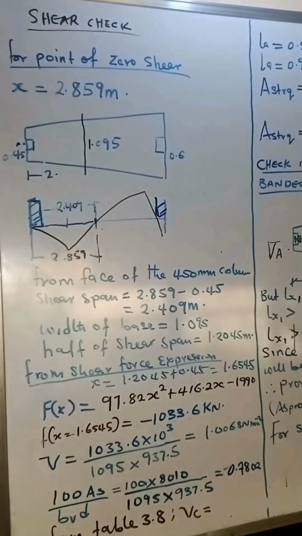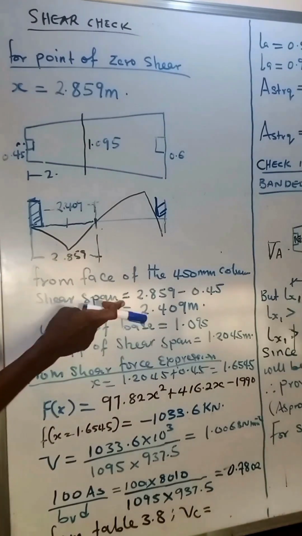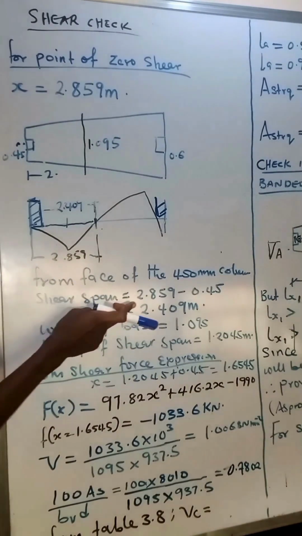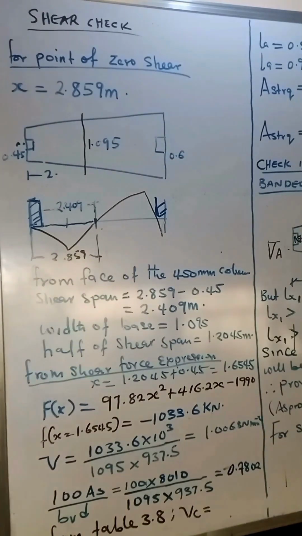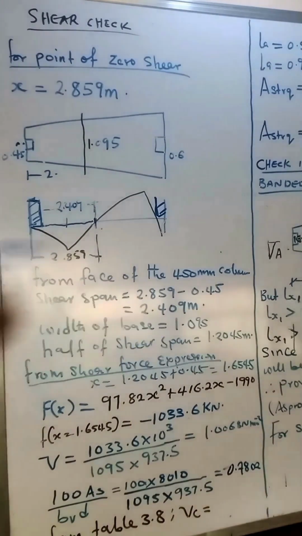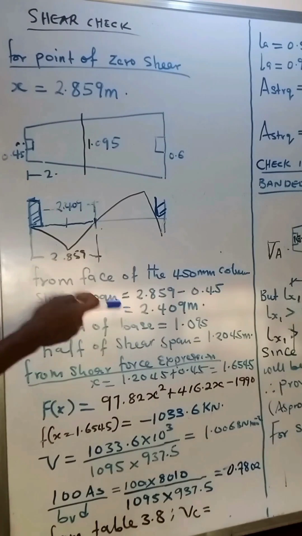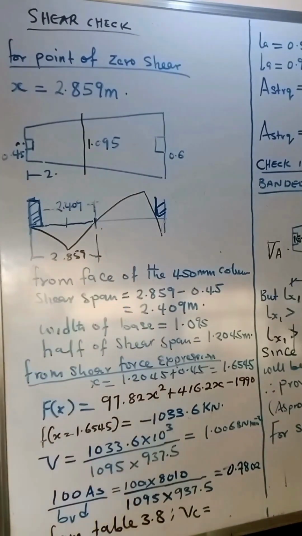So if we do that carefully, we are going to have the shear span to be equal to 2.859 minus 0.45, which is the width of this column in this direction. So if we do that, we'll have it to be 2.409. So we'll have it to be 2.409 as that particular span.